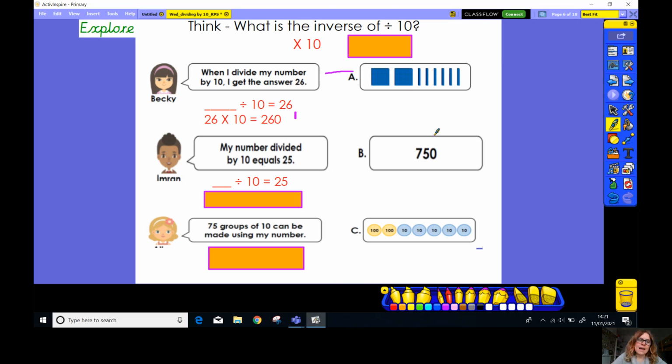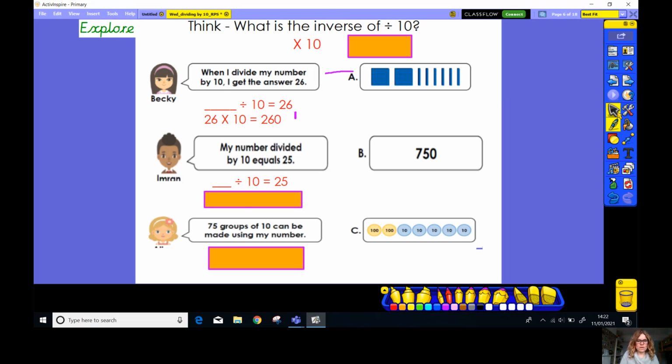Pause the video now and have a go at the other 2. Okay, let's go through those answers. So Imran said, my number divided by 10 equals 25. So this is the same as saying mystery number divided by 10 equals 25.